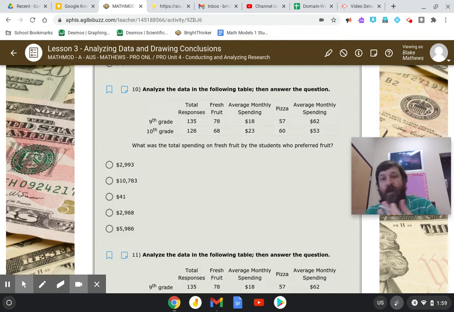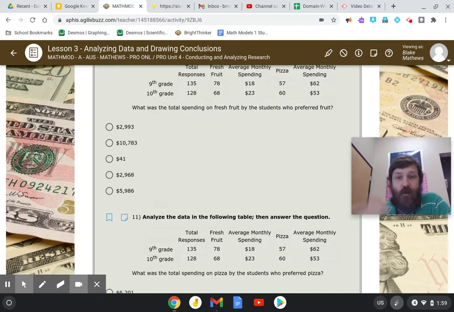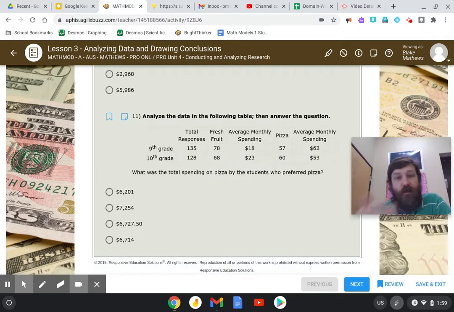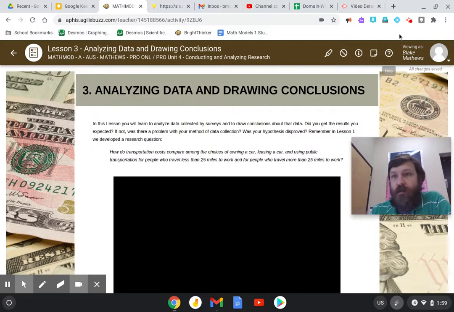What was the total spending on fresh fruit? Well, you just found the total for 9th and the total for 10th, so you should easily be able to find the total overall. What about the total spending on pizza? Do the same thing. You need to be multiplying these numbers so as to add them together to find the total. So that's pretty much it for this lesson.